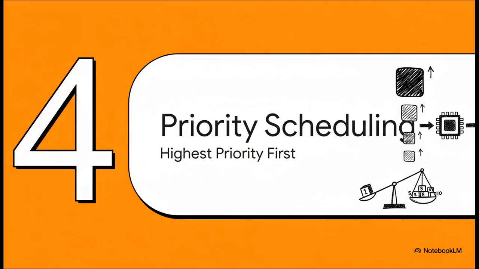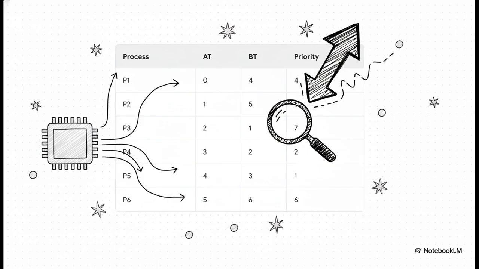Okay, next up, priority scheduling. This one's pretty straightforward. Each process gets a priority number, and the CPU always goes to the process with the highest priority. And just for our examples, we're going to say a lower number means a higher priority. So here's our new table, and you'll see we've added that priority column. Let's walk through this one. At time 0, it's easy. Only P1 is available, so it runs. It needs 4 units, so it finishes at time 4.